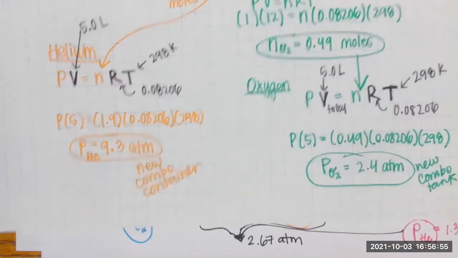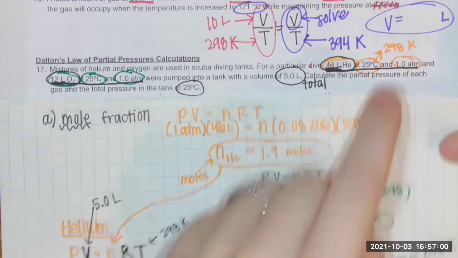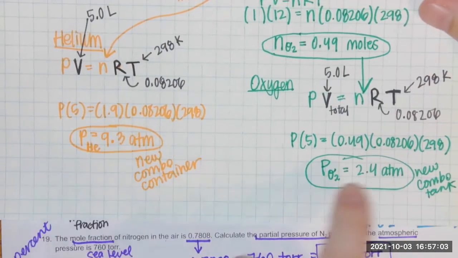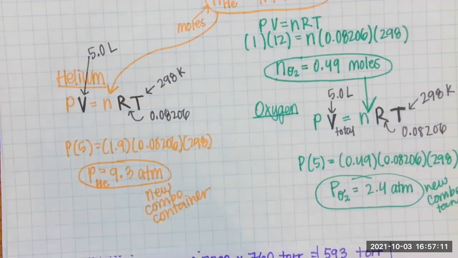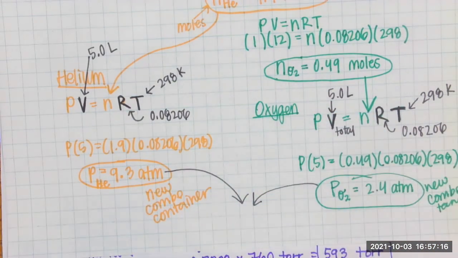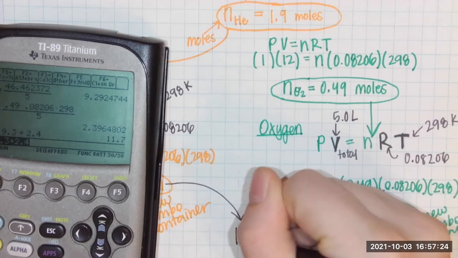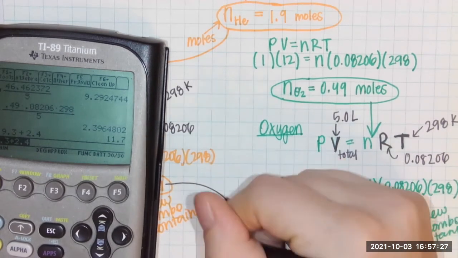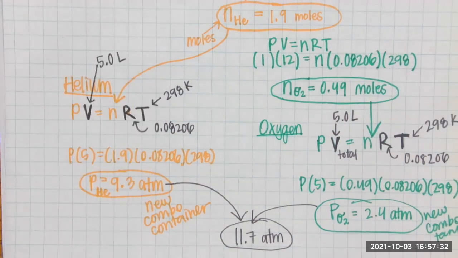The question asked us to calculate the partial pressures of each. We did that, 9.3, 2.4, and the total pressure in the tank. Total pressure in the tank would be 9.3 plus 2.4. There you go.